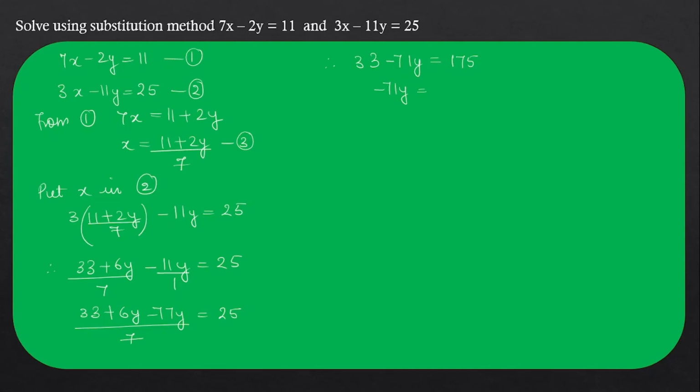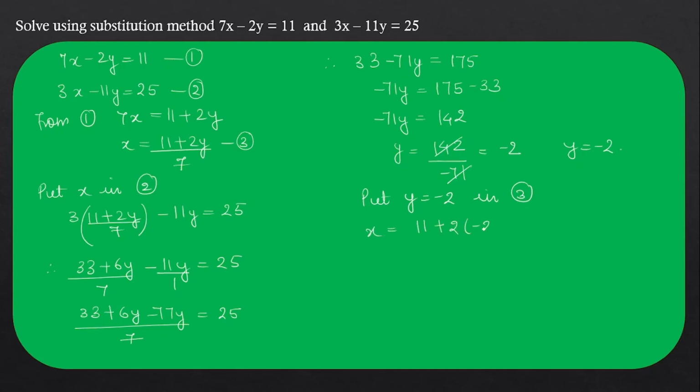Minus 71y is equal to 175 minus 33. We get 142. y is equal to 142 over minus 71. On cancelling, we get minus 2. So y is equal to minus 2. Now put y is equal to minus 2 in equation 3. What do I get? x is equal to (11 plus 2 times minus 2) by 7, which is (11 minus 4) by 7, 7 by 7. So we get x is equal to 1. So the solution is x is equal to 1 and y is equal to minus 2.